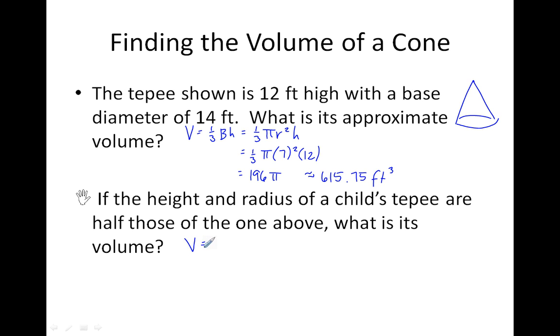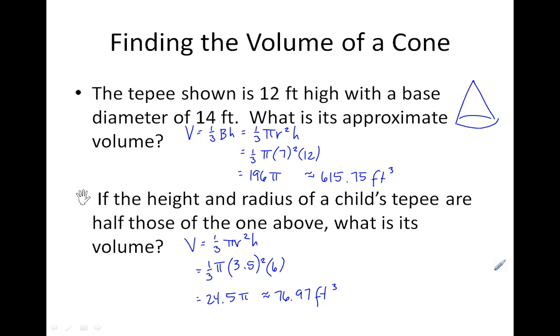Well, let's find out. 1/3 pi r squared h. Now remember, we're going to take half of everything that we were given originally. So our radius was 7. Half of that is going to be 3.5. We're going to square that. The height was 12. Half of that is 6. We do that multiplication, we get 24.5 times pi, which we approximate to be 76.97 cubic feet. Okay.